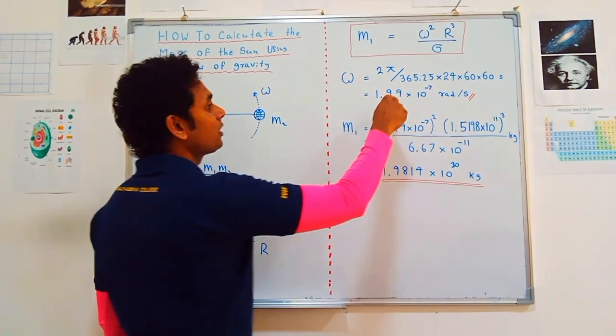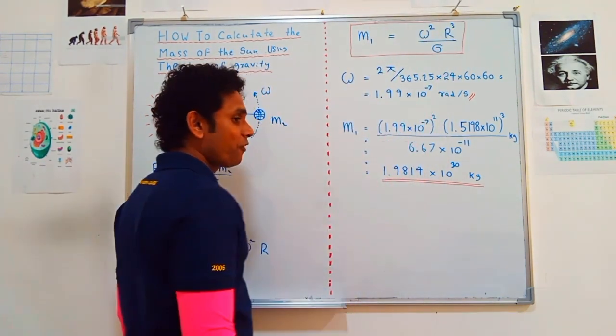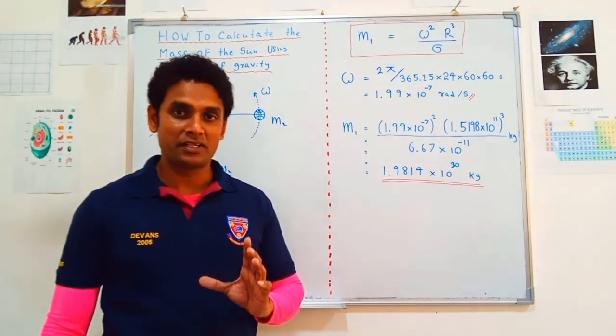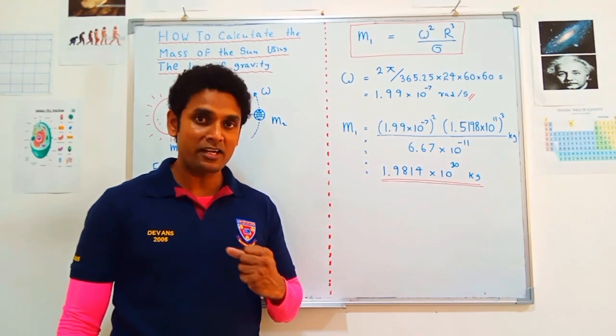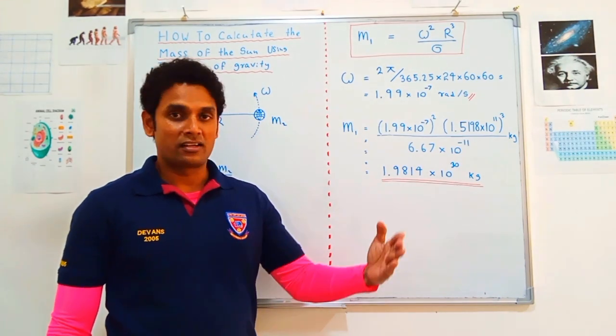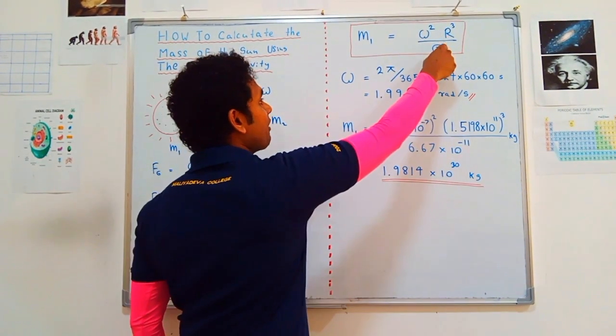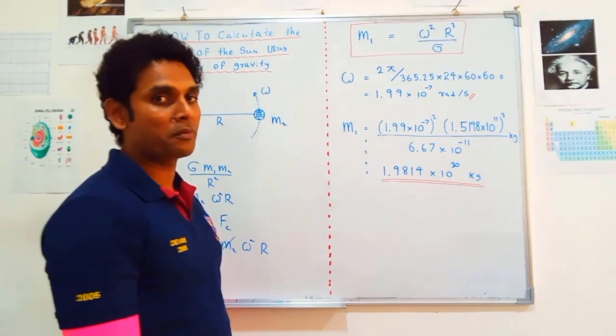Now we can substitute this value in here, and the distance from the Earth to Sun. As you remember, in our last video, we calculated very easily the distance from the Earth to Sun, and we can use that value in here. And G, we know the gravitational constant, 6.67 multiplied by 10 to the power minus 11.